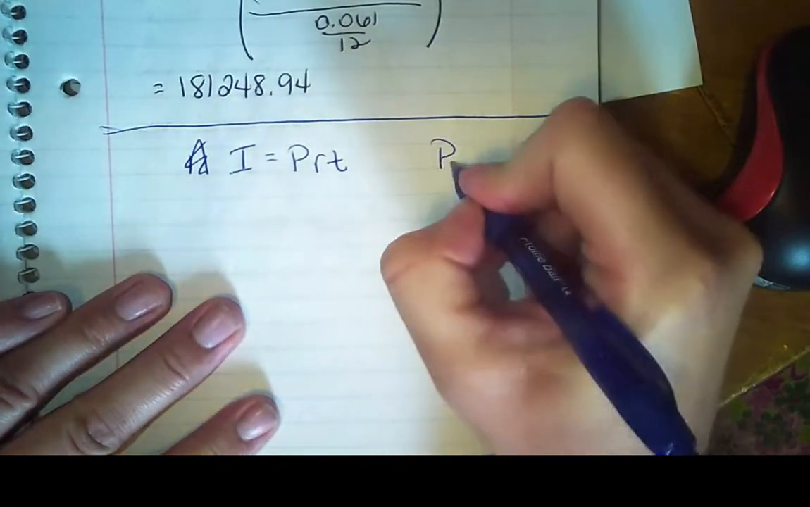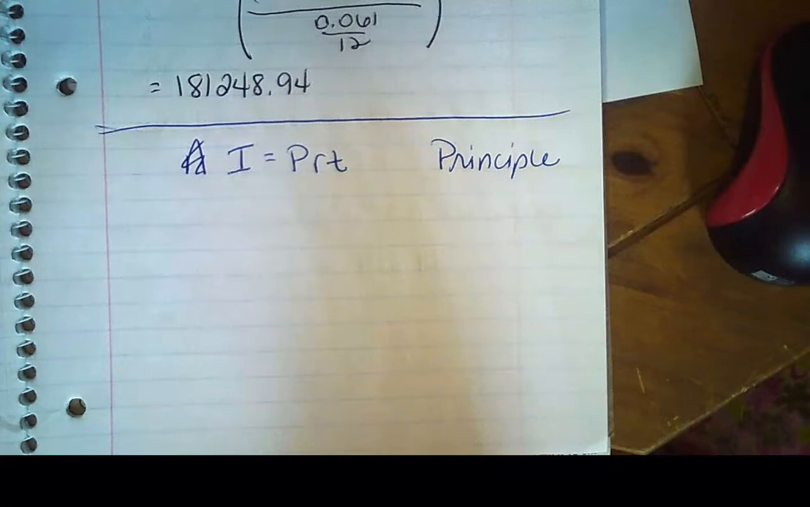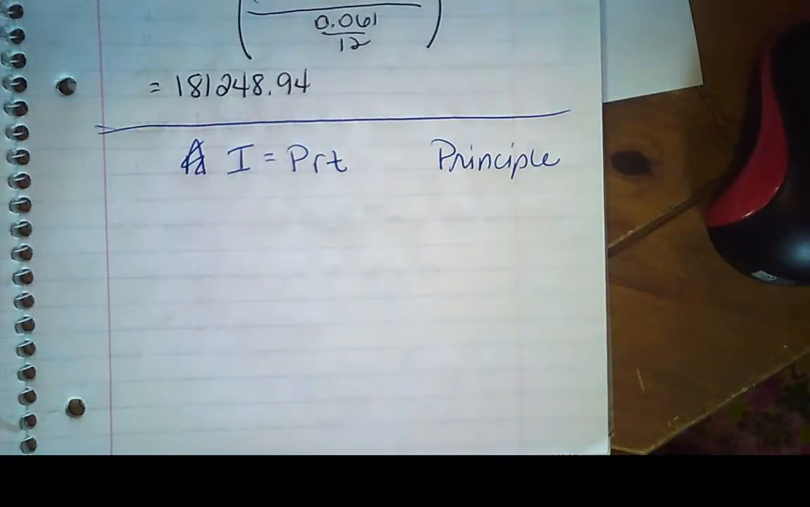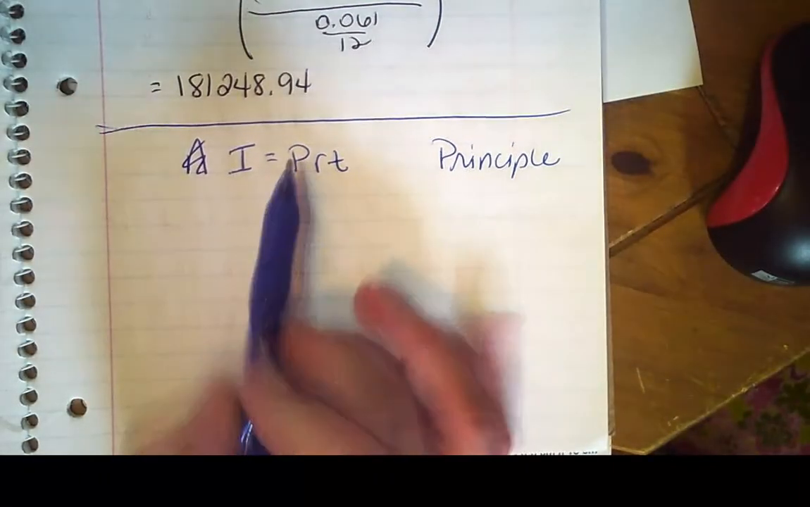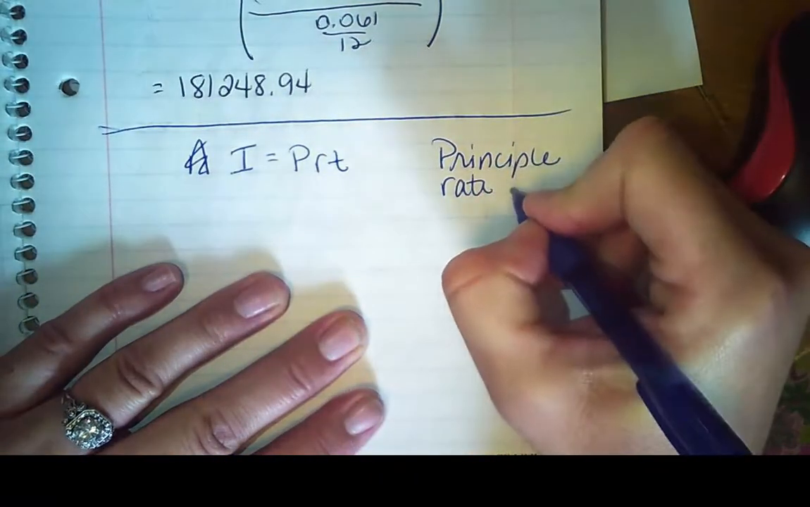So principal is what you start with. So for instance, if you were going for a car loan and you needed $10,000, you would go to the bank and say, hey, can I have $10,000? And they'll say, here you go. So that's your principal. Your rate is always reported as a decimal.